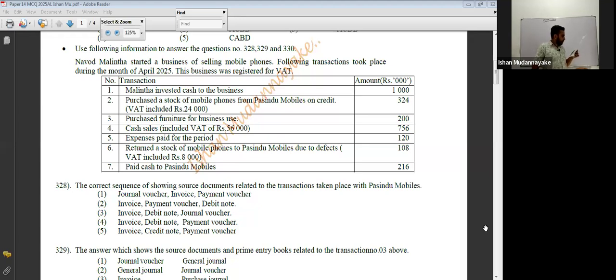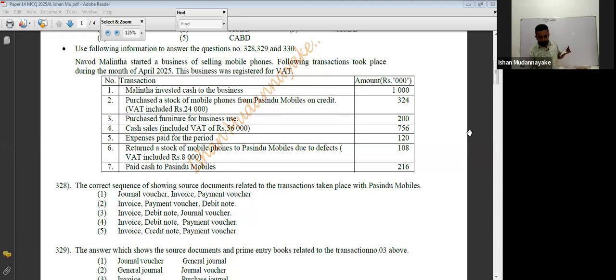Third one, purchase furniture for the use of business. Fourth one, cash shares issued. Expenses paid for the period. Return stock of mobile phones to Pasindu, debit note. Sixth transaction conducted with Pasindu, purchase return, debit note. Paid cash advance. Yes, fourth one is the answer.